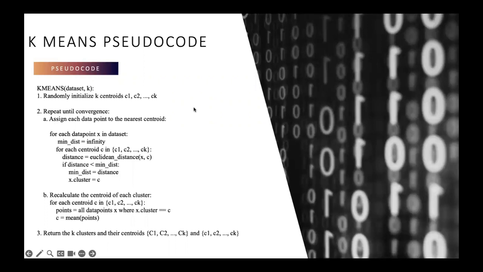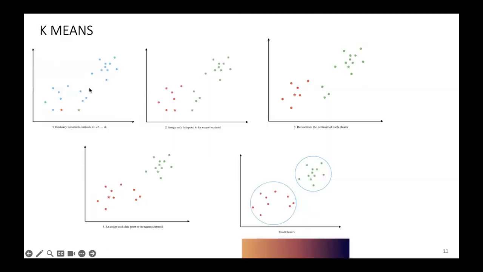I'll explain this using a smaller data set. Suppose we have this data set. We randomly initialize k number of centroids. We have multiple ways of determining k. I'll talk about the method we used in our project a little later. For this data set, suppose we have two centroids.